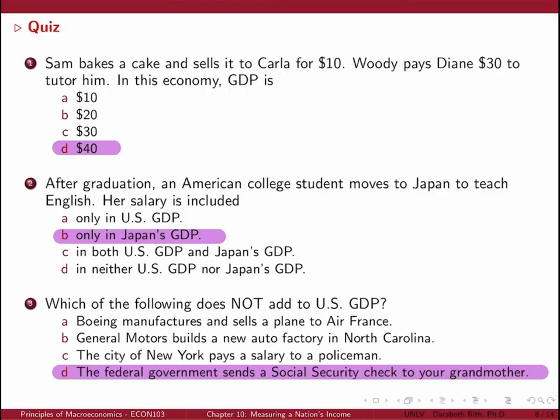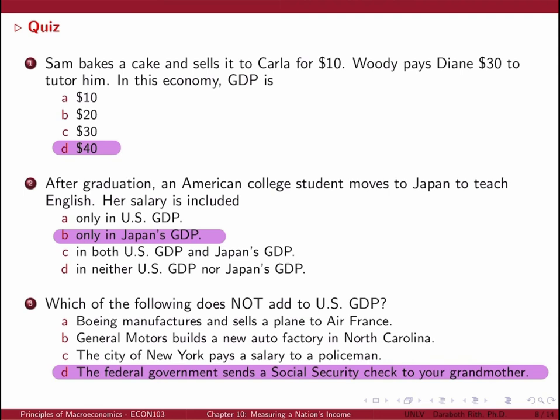Question number 1. Sam bakes a cake and sells it to Carla for $10. Woody pays Diane $30 to tutor him. In this economy, GDP is... Here, you can just add up the payments that Sam and Diane have earned from their services, baking a cake and tutoring, at the amounts of $10 and $30 respectively, which equals $40. So the answer is D.